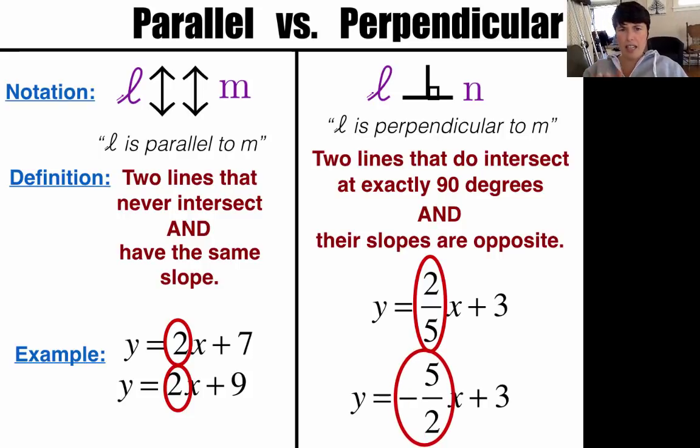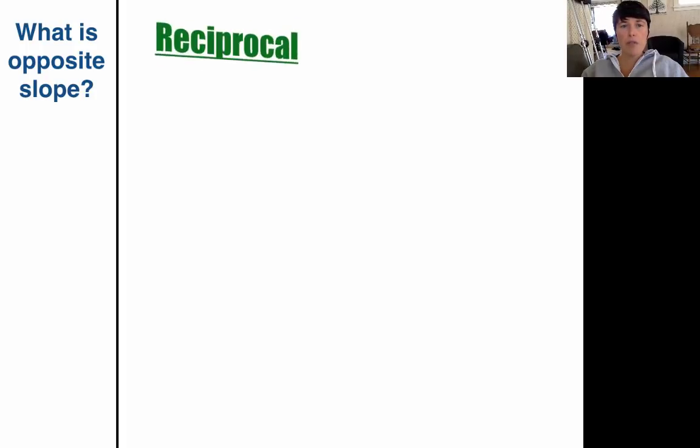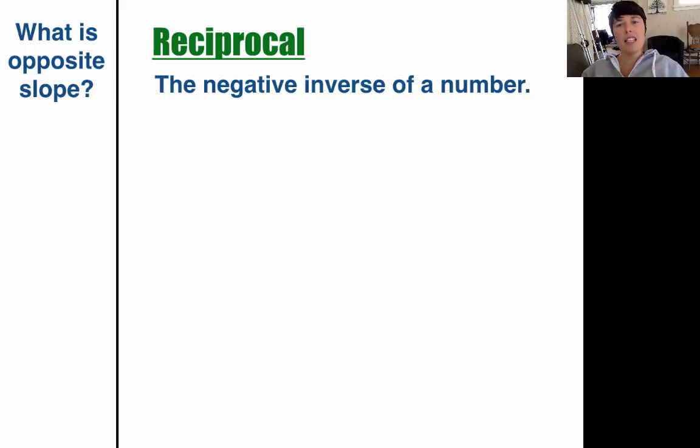So let's get into that a little more, like what's going on with opposite slope. For our main idea here, I'm going to write, what is opposite slope? In math, we often use the word reciprocal. Reciprocal is another way of saying the opposite slope. By definition, it's the negative inverse of a number. So we're finding the inverse and we're changing the sign. I'm going to give you some examples.